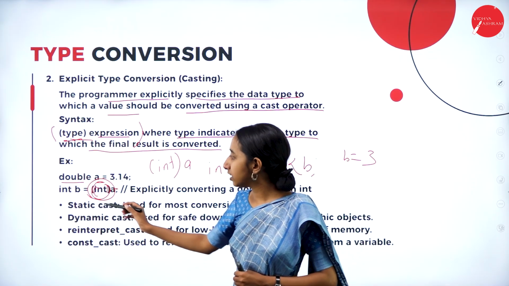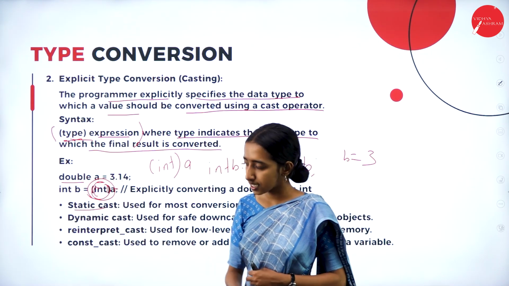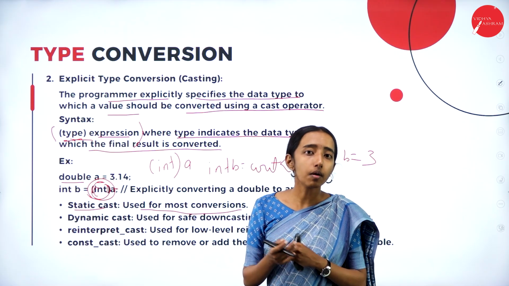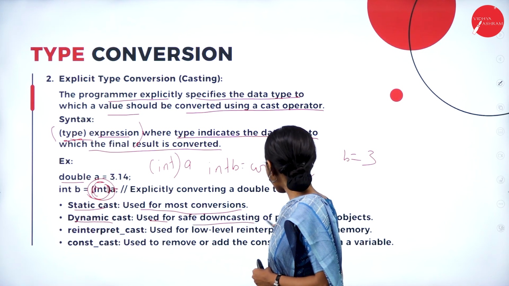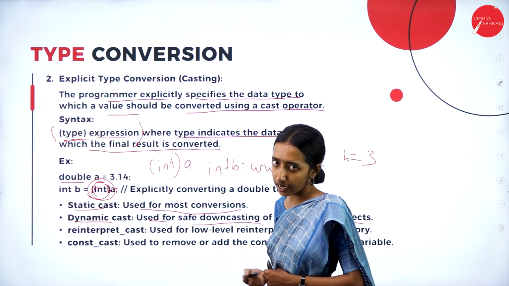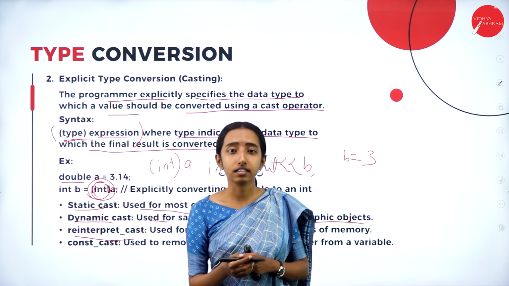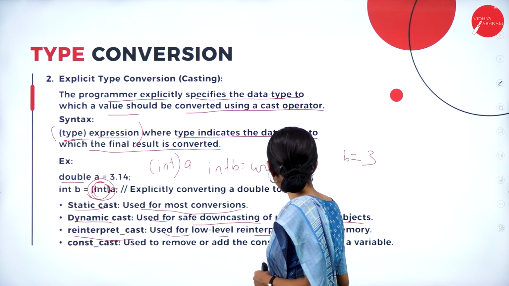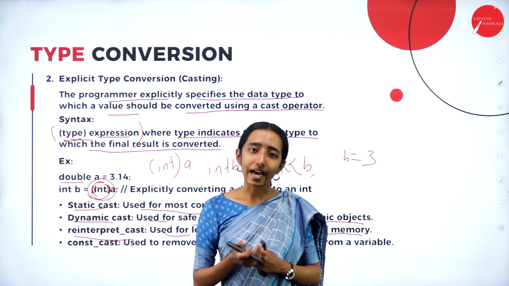Next we also have different types of conversion, like static cast, which is used for most conversions in programming. Dynamic cast is used for safe downcasting of a polymorphic object. Next, reinterpret cast is used for low level interpretation of the memory, so it is mainly used in memory casting.